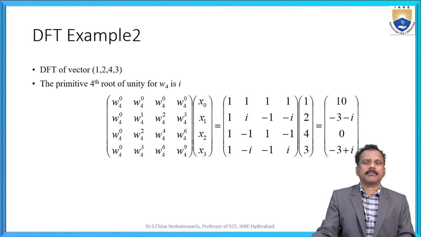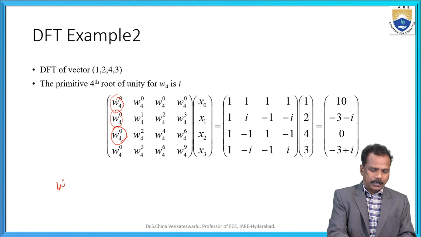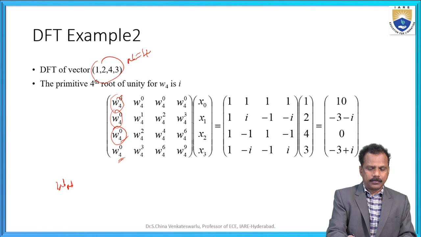We have to use this W40, that is WN, where N is capital N. How many N's is decided? Capital N is equal to 4. That's why W40, in this case, is 0.